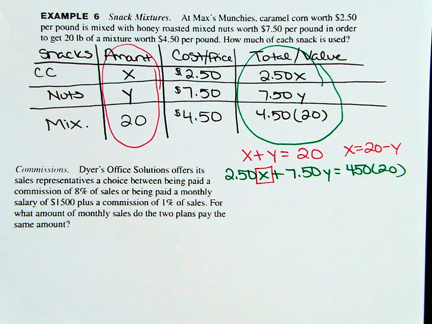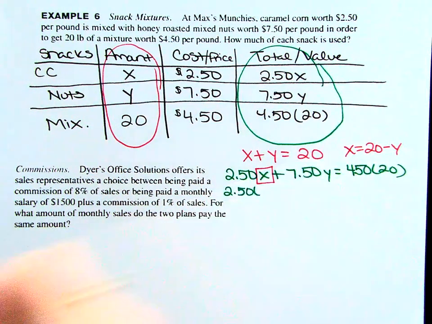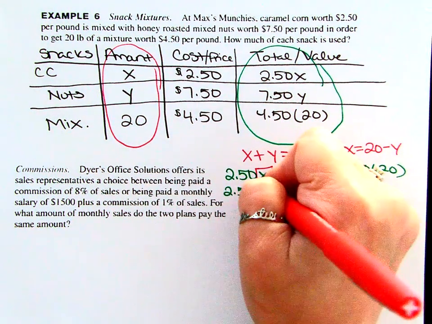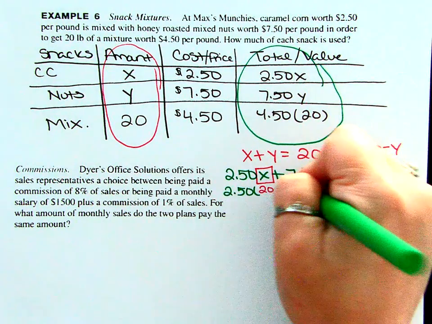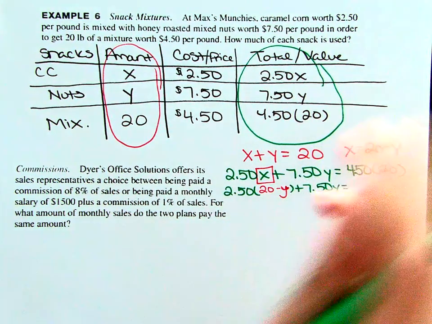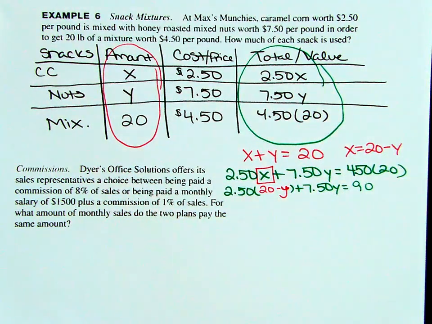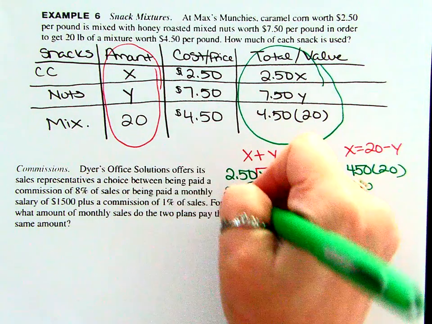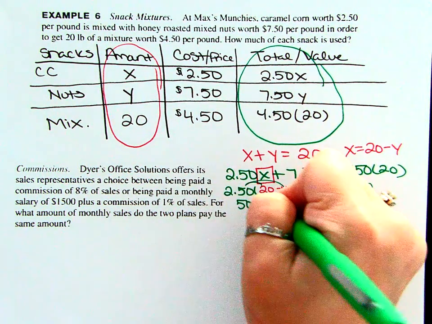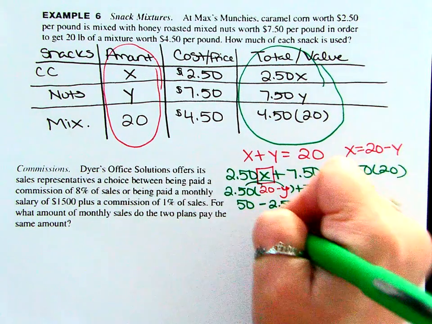So 2.50 times (20 minus y) plus 7.50y equals 90. 4.50 times 20 is 90. Distribute your 2.50. You get 50 minus 2.50y plus 7.50y equals 90. 5y equals 40. So y equals 8.